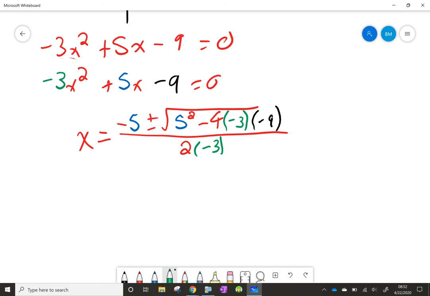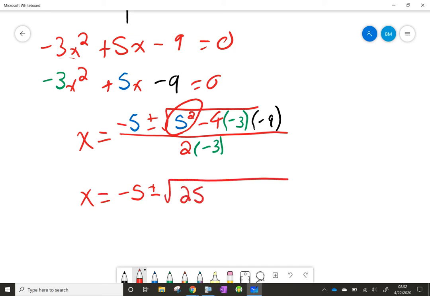So let's do this. So first thing I like to do is focus inside the radical again. So 5 squared is going to be 25. So let's change that. So this is still going to be negative 5 plus minus. The 5 squared is going to become 25. So that's what we did first. Let's do this second. Remember to keep that negative included, okay?